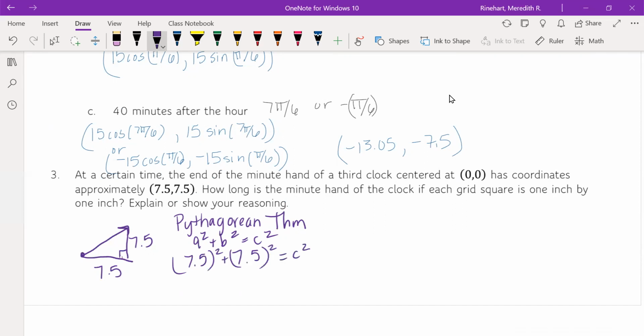7.5 squared plus 7.5 squared is 112.5. And if we square root that to find our solution, we get a hypotenuse of approximately 10.6. So our minute hand length is 10.6 inches.